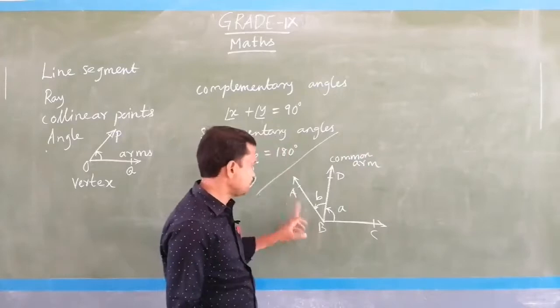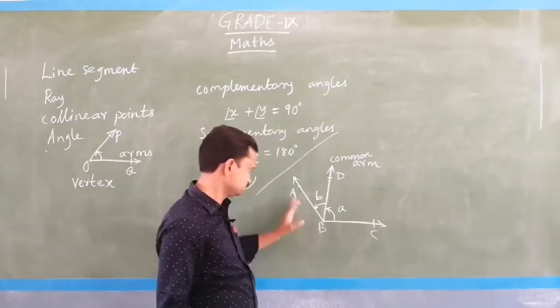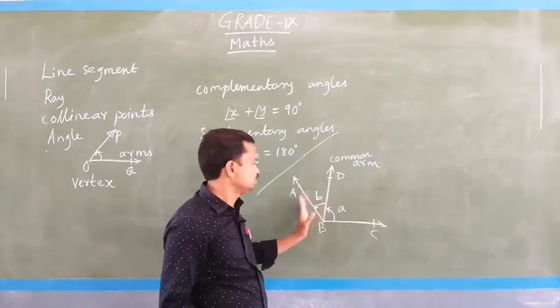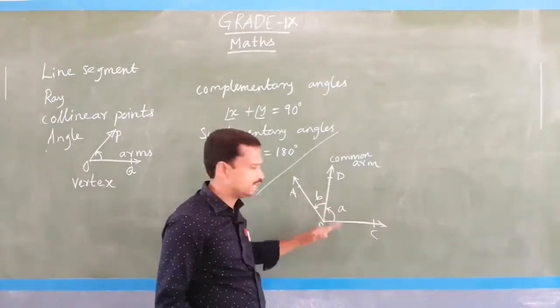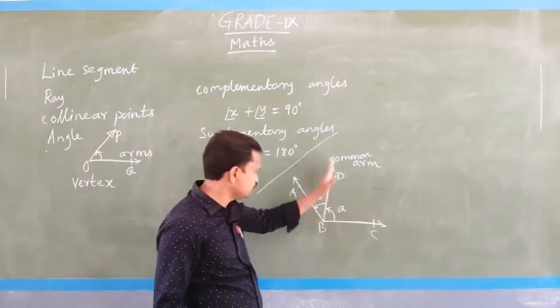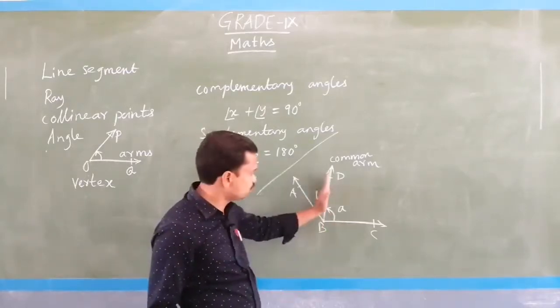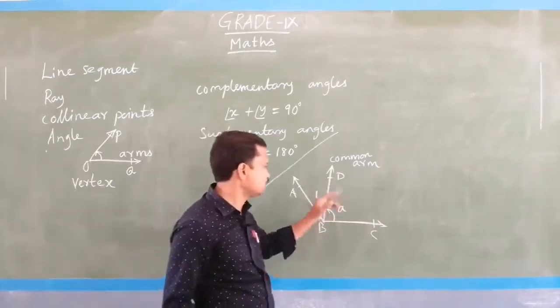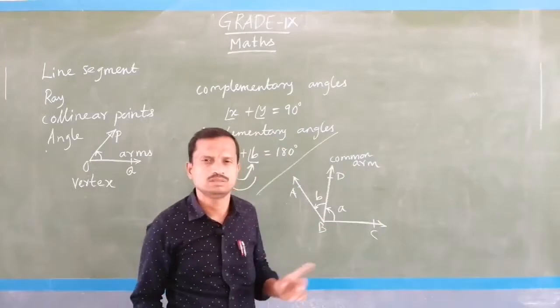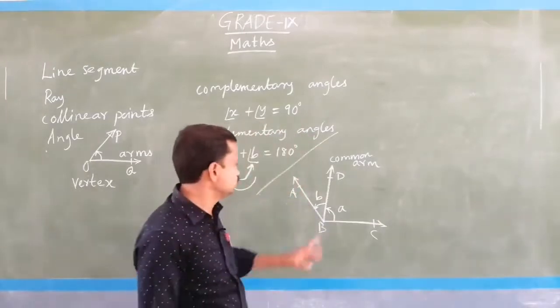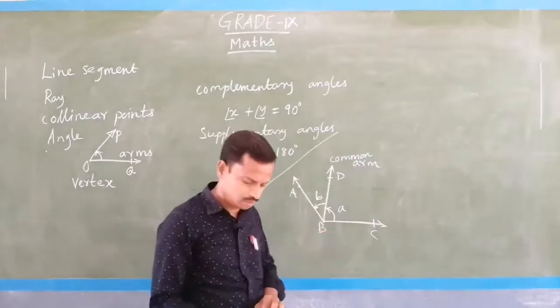and BA, BC are the non-common arms. These two non-common arms are present on either side of the common arm. So, this is the common arm and these are the non-common arms. So, either side of the common arm, non-common arms are there. So, these are the adjacent angles. Okay. So, there are two adjacent angles, we can see.